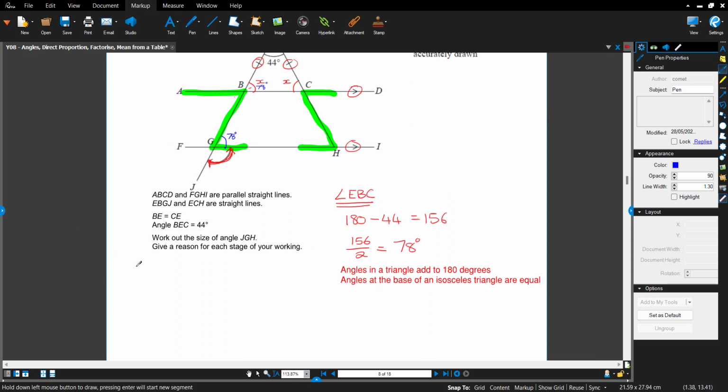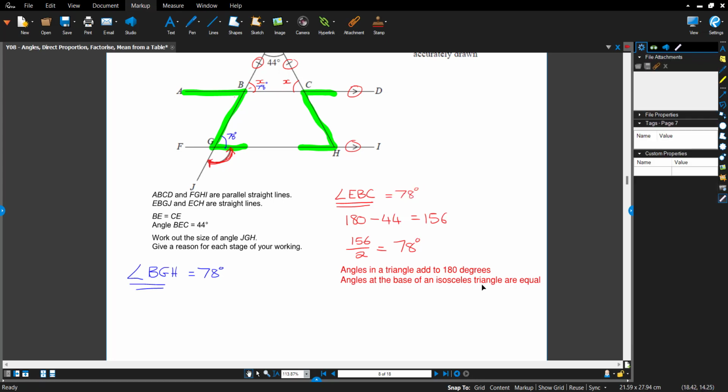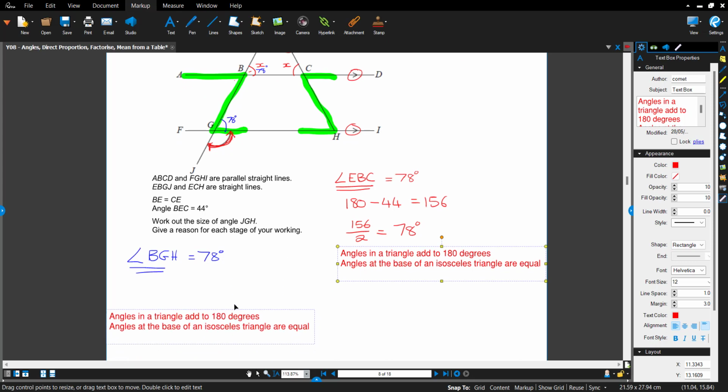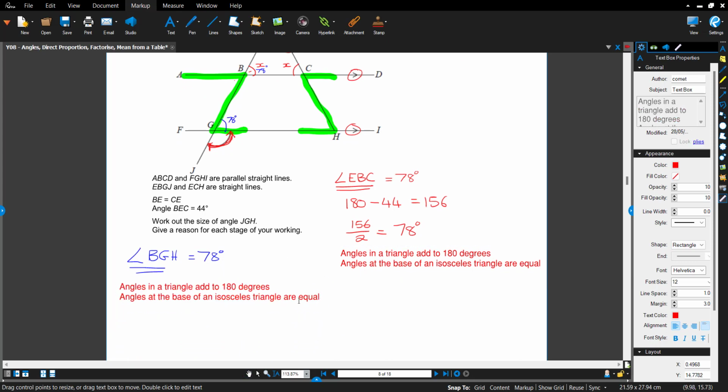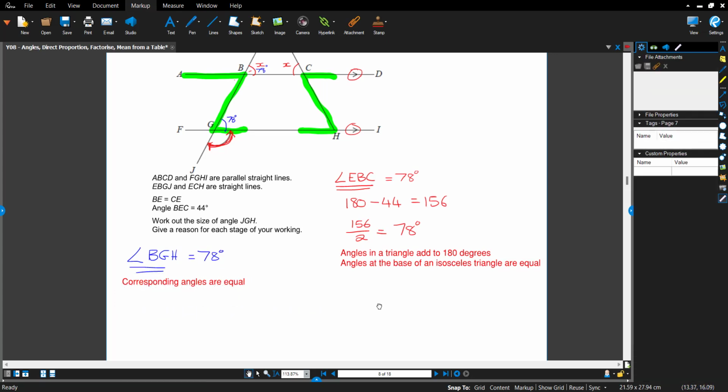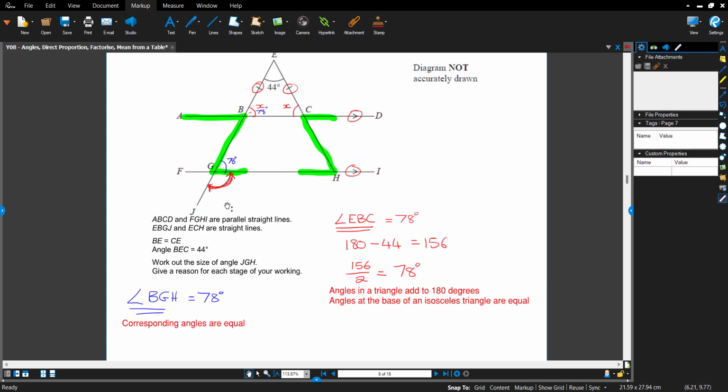So angle BGH. Whatever, you can actually just say 7. You can just write the answer beside it if you want. 78 degrees. Okay, the reason was corresponding angles are equal, right? Corresponding angles are equal. Done. Good stuff. We move on.